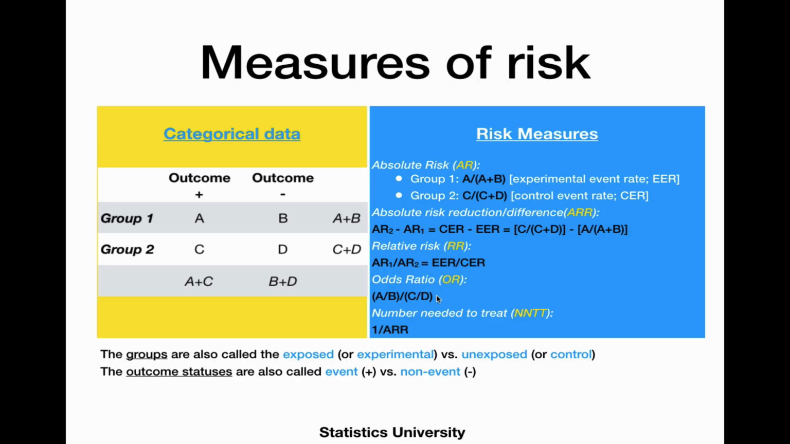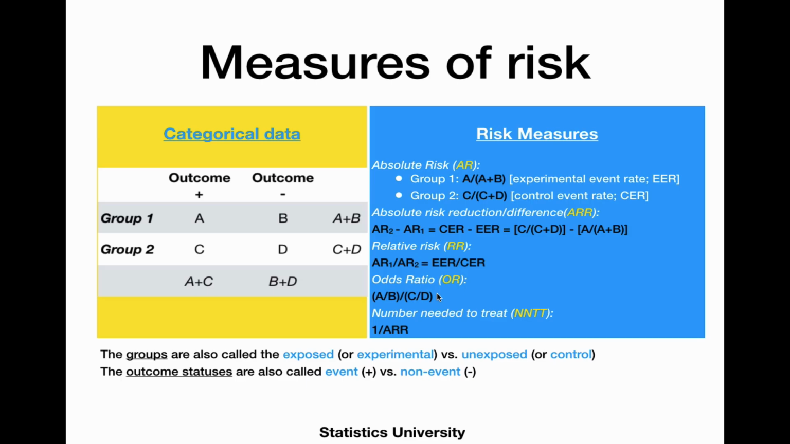Now the odds ratio is a little bit different, because up to now we have calculated proportions on the basis of probability. But in odds, we look at the ratio between event and non-event. So the positive odds in group 1 is A divided by B, whereas the positive odds in group 2 is C divided by D. And the odds ratio is simply the ratio of the positive odds in group 1 over the positive odds in group 2.